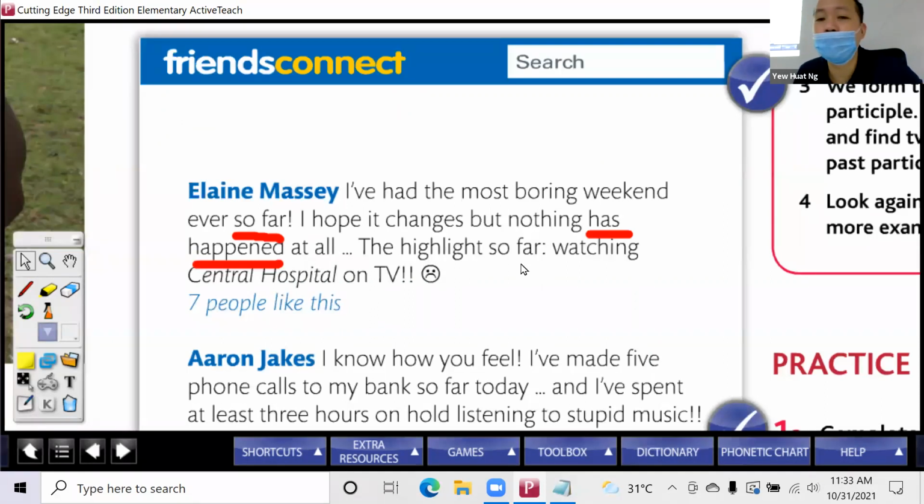Okay, the highlight so far, watching Central Hospital on TV. Highlight. Do you have a highlighter? Okay. So that is a highlighter. Now we bring that English back into here. The highlight so far. So what does this mean? The highlight so far. Why do you use a highlighter?